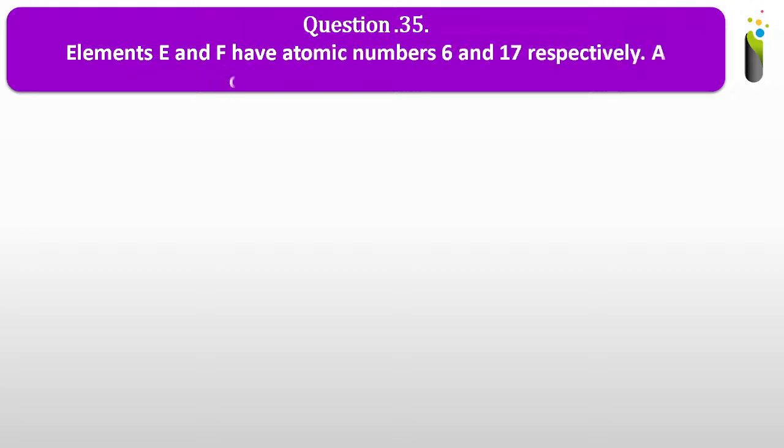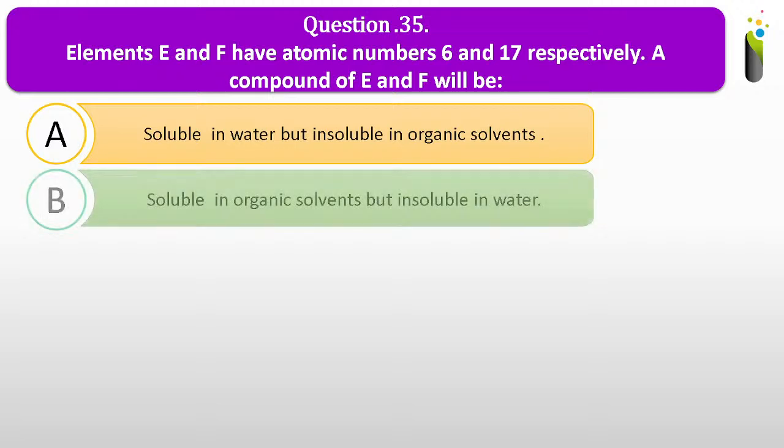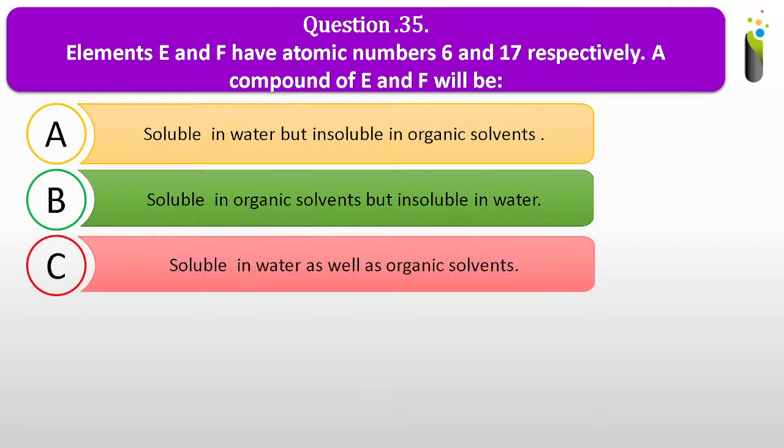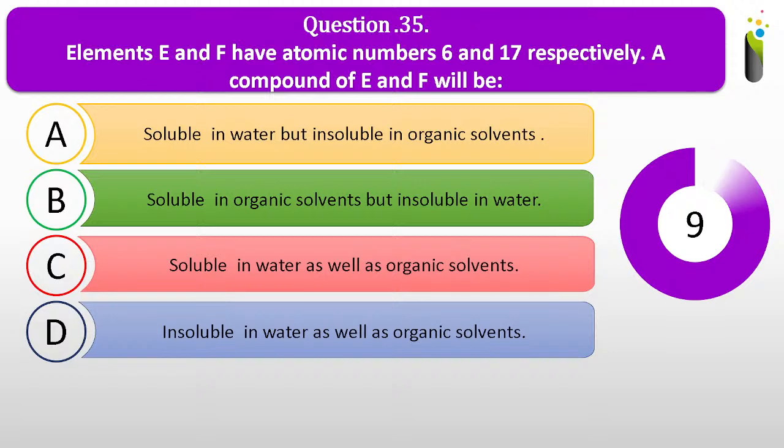Going ahead to question number 35. Elements E and F have atomic numbers 6 and 17 respectively. A compound of E and F will be dash. A. Soluble in water but insoluble in organic solvents. B. Soluble in organic solvents but insoluble in water. C. Soluble in water as well as organic solvents. D. Insoluble in water as well as organic solvents.